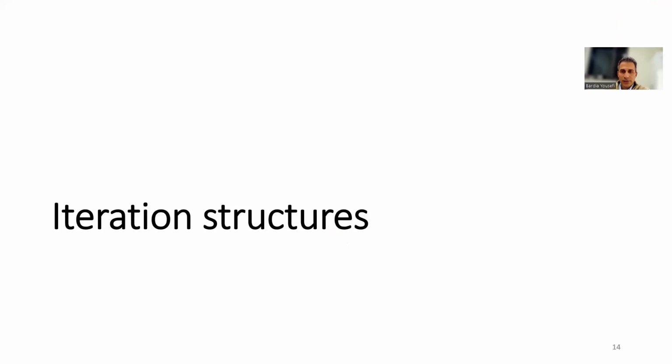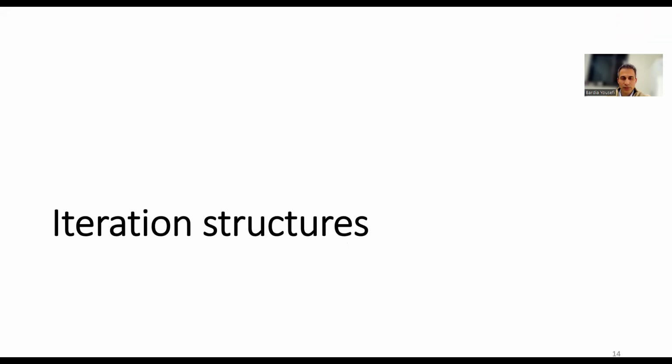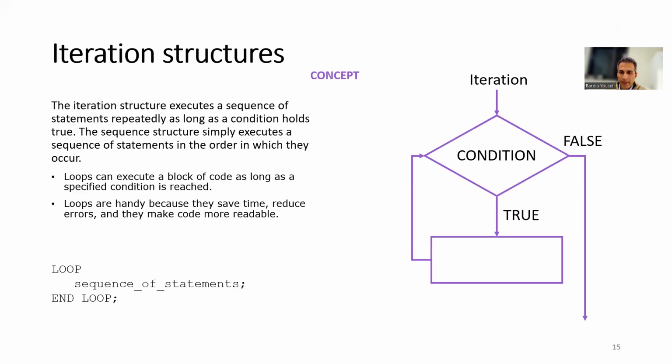Iterative structures are basically the structures that we use for executing a sequence of statements repeatedly as long as the condition holds true. Conversely, if the condition is not true, the execution comes out of this repetition. We call this repetitive structure a loop.